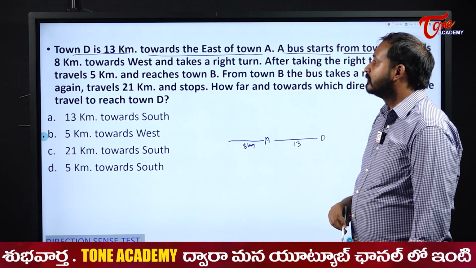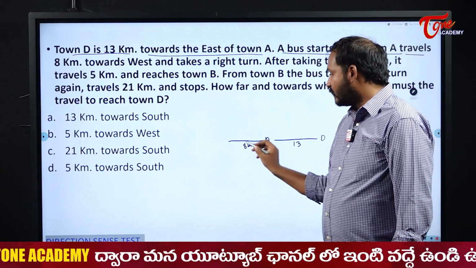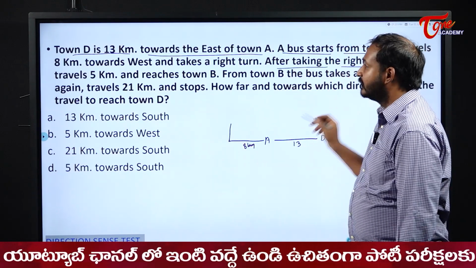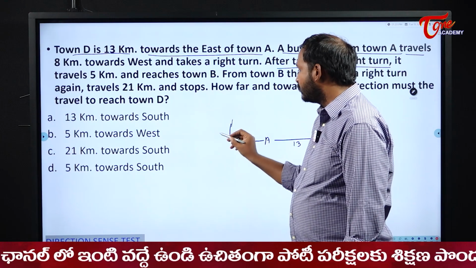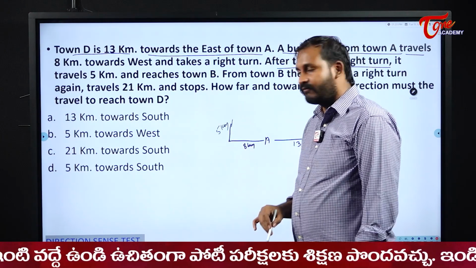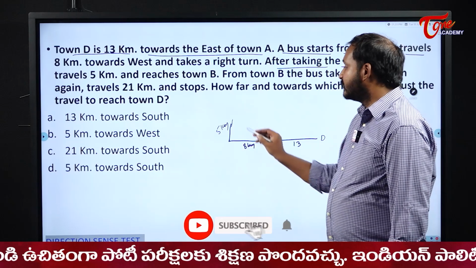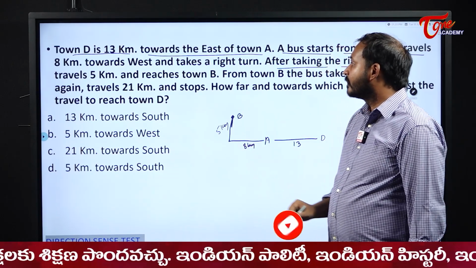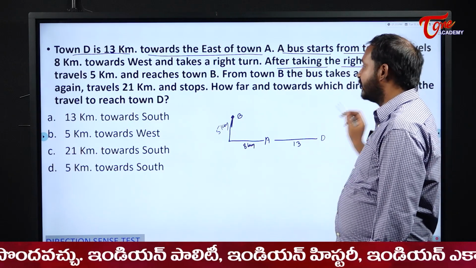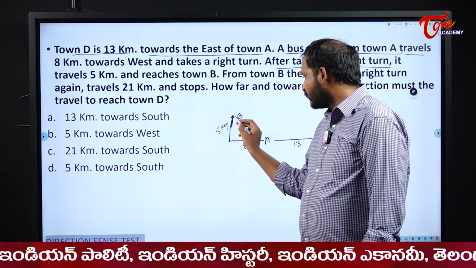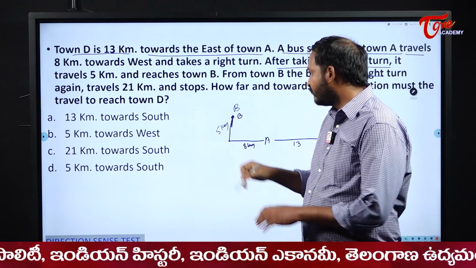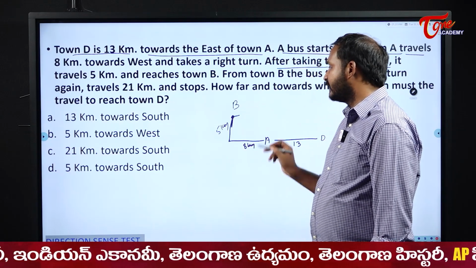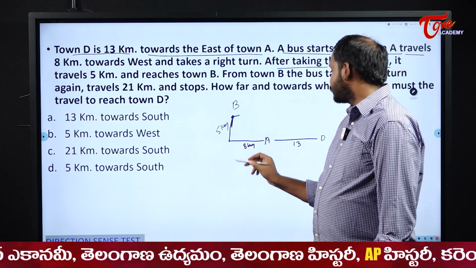And it takes a right turn. After taking the right turn, it travels 5 kilometers and reaches town B. This is town B for me here. From town B, the bus takes a right turn again, and it travels 21 kilometers.